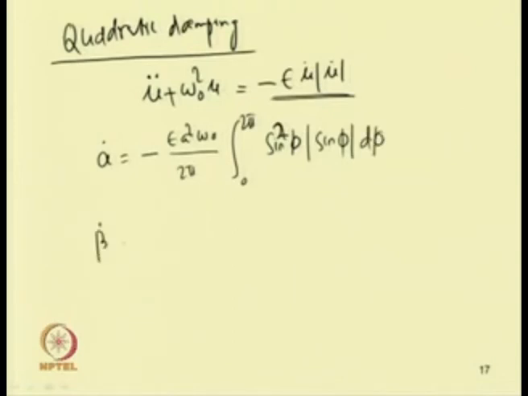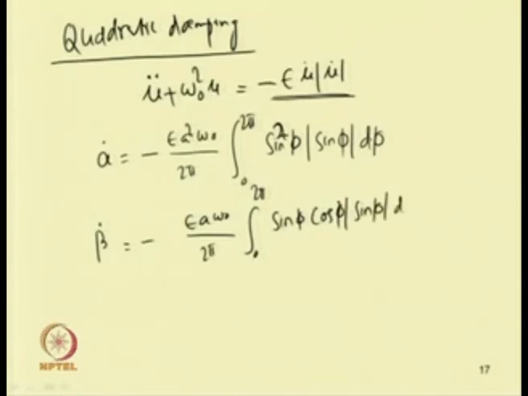Similarly, beta dot will be equal to minus epsilon a omega 0 by 2 pi integration 0 to 2 pi sin phi into cos phi into mod sin phi into d phi. So, integrating these two, one can write beta dot equal to 0 and a dot equal to minus 4 by 3 pi epsilon a square omega 0.